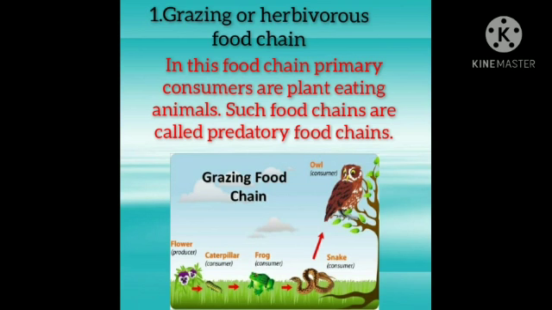First one, grazing or herbivorous food chain. In this food chain, primary consumers are plant eating animals. Most of the food chains belong to this category. Such food chains are also known as predatory food chains. Example as seen in the picture.